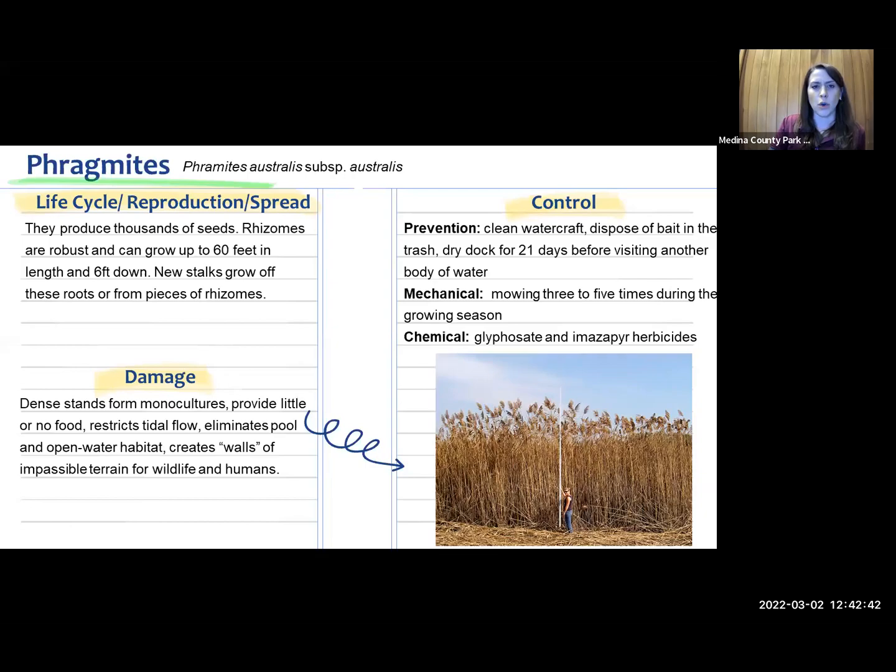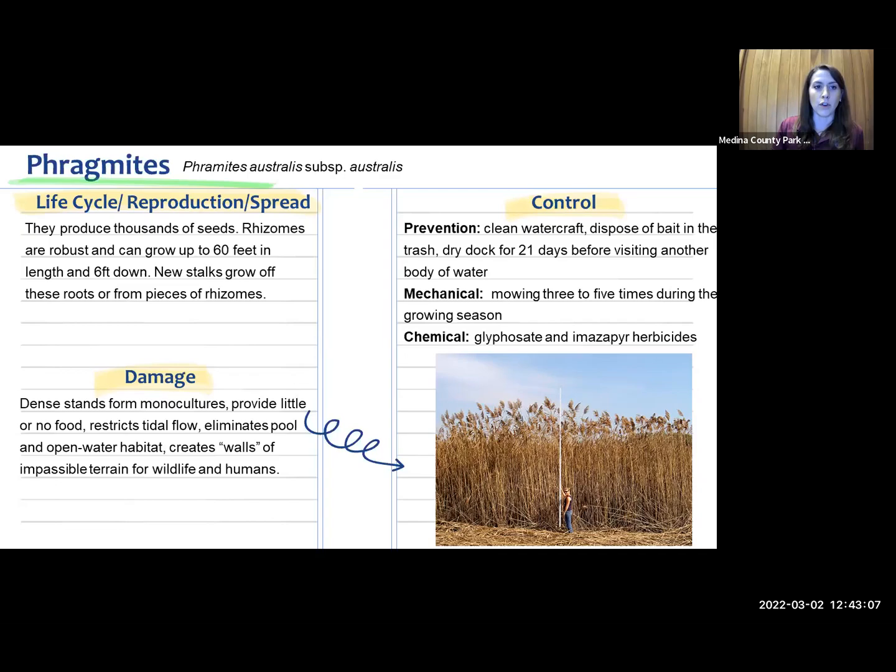And it provides almost no food for wildlife. It's too thick of a habitat for nesting birds, and restricts tidal flow. Any place that has a lot of animals, especially birds, requires both shelter and open water, and it eliminates that open water habitat because it's just so thick. It just will fill in any space that it can.